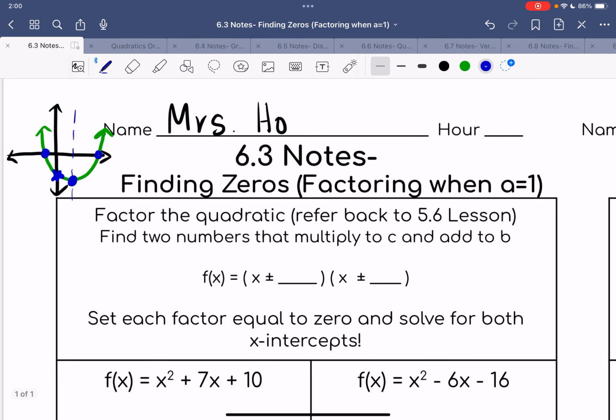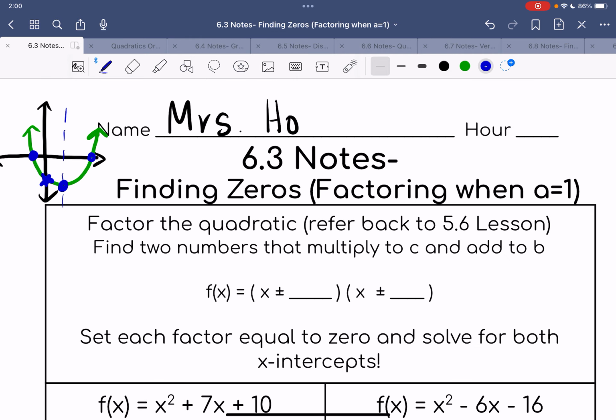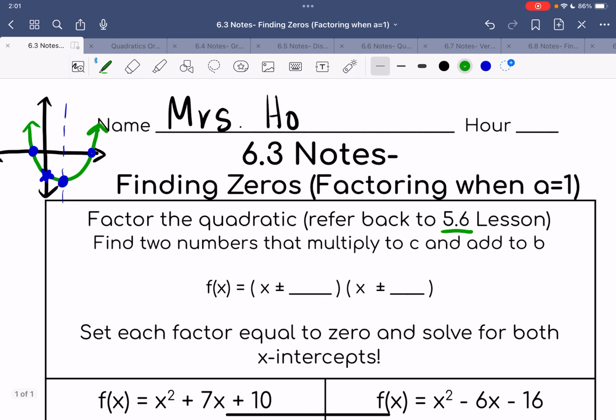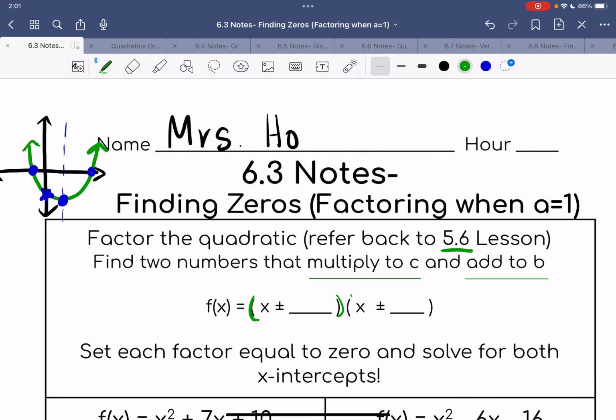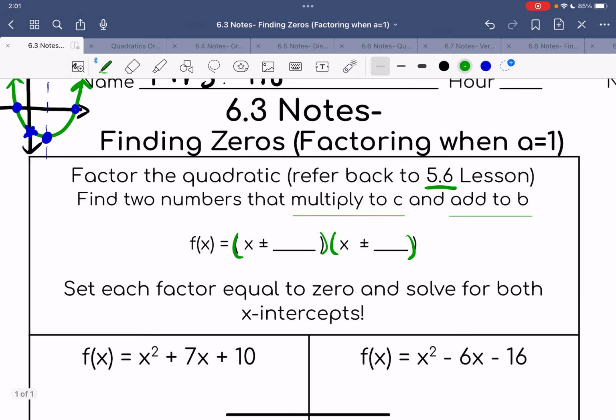So today we are finding zeros by factoring. We are going to factor in the exact same way that we did back in 5.6. So if you do not remember this, or if you never did this in the first place, I would look back at 5.6 and make sure that I'm familiar with that. What we did when we were factoring in 5.6 was we found two numbers that multiplied together to equal our last number, and they had to add together to equal our middle number. Once we did that, we wrote them in two sets of parentheses, x plus or minus each of those numbers.